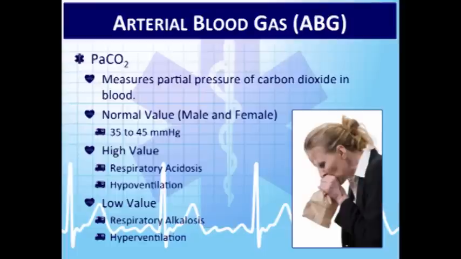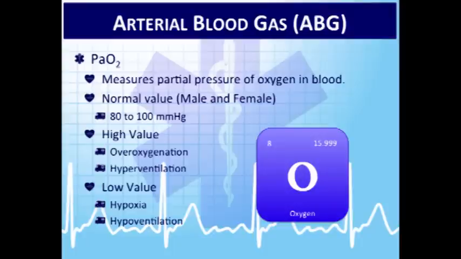Low values of CO2, so less than 35, are seen. That's called respiratory alkalosis. That's seen in hyperventilation. So somebody's hyperventilating. If I measured their blood CO2 level, it would be low. That's as a result of them just blowing off more CO2.